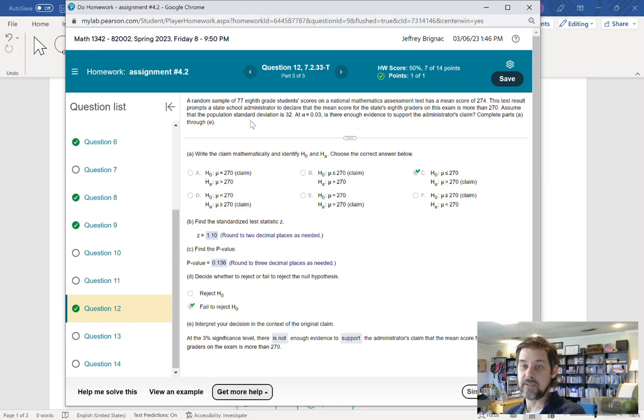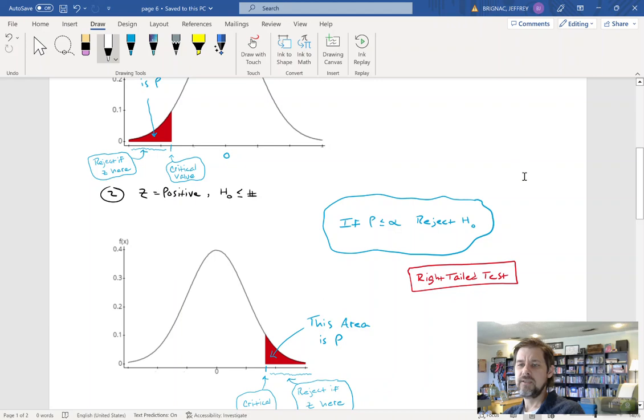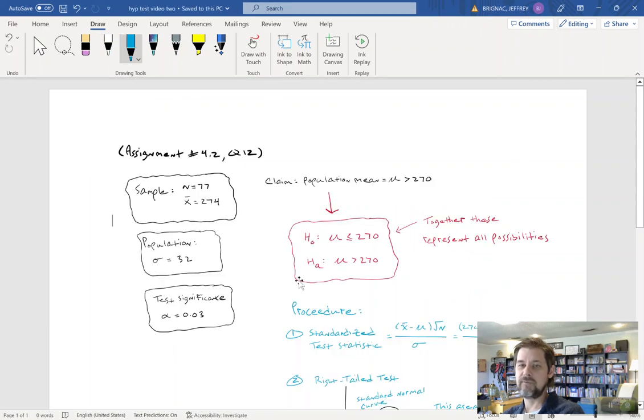Assume that the population has a standard deviation of 32 and alpha is 0.03. Is there enough evidence to support the administrator's claim that the true mean score for the population of 8th graders is more than 270? Okay, so here's my summary of what we're given. Whenever a question involves a lot of reading like that, I think it's good to have a summary of what I was told, where I separate it all out, and then I'll assimilate it back together as I work it.